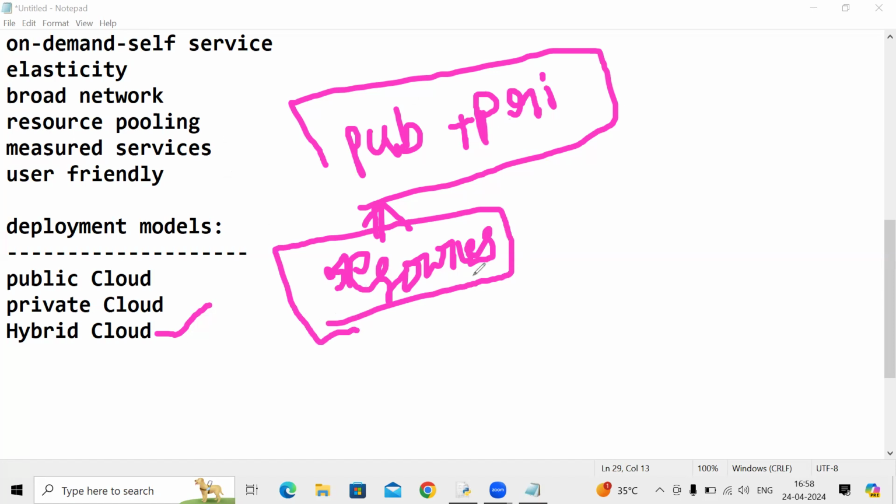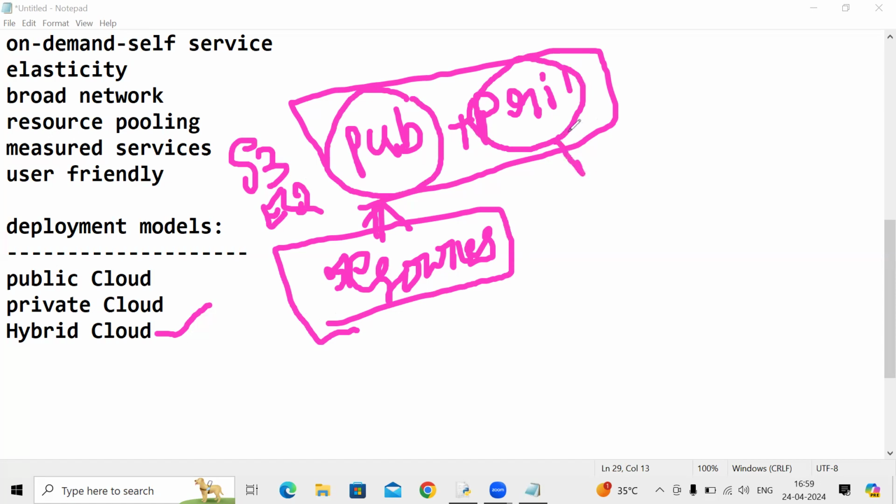Suppose you want to store data, you have to use the S3 service. Suppose you are running servers, you have to use the EC2 service. These are the resources. Some resources you use from your public cloud and some resources you use in private mode. In private mode, it belongs only to you. In public mode, it belongs to all, and you are one part of that all. You are using some in public, some in private. This is nothing but hybrid cloud, guys.